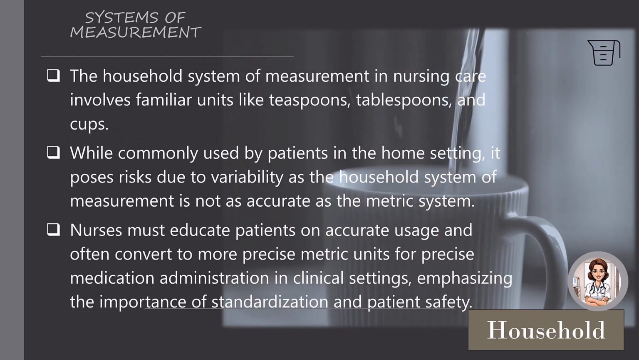The household form of measurement is primarily used in the home setting. In nursing care, this type of measurement involves familiar units like teaspoons, tablespoons, and cups. While it's commonly used by patients in the home environment, it does pose a risk due to the variability of units. The household system is not as accurate as the metric system. This illustrates the importance of standardization for patient medication administration.